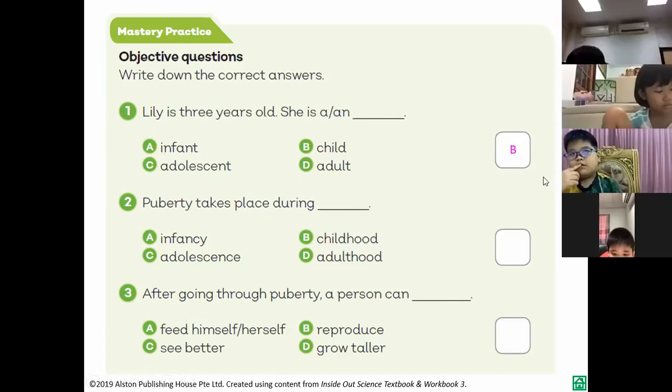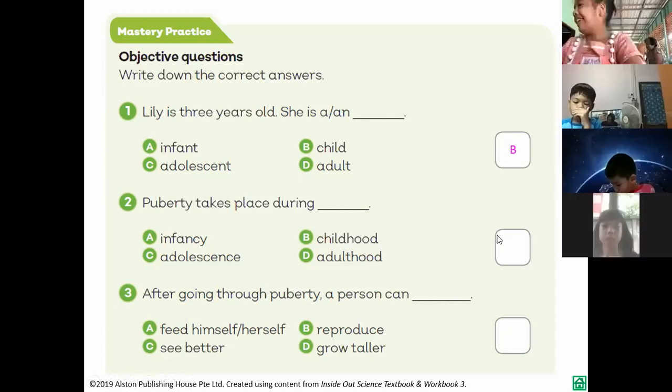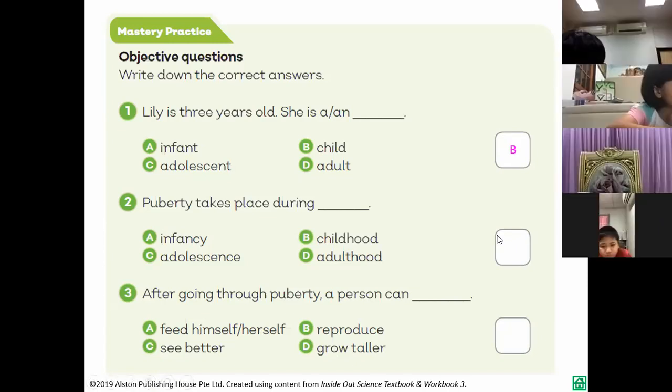Number 2. Richard, number 2. Richard, can you hear me? Here, read number 2. Puberty.